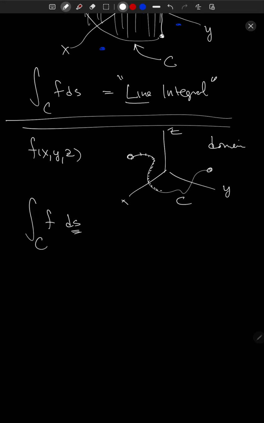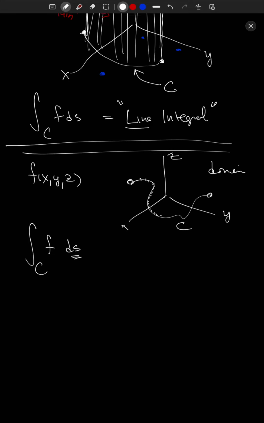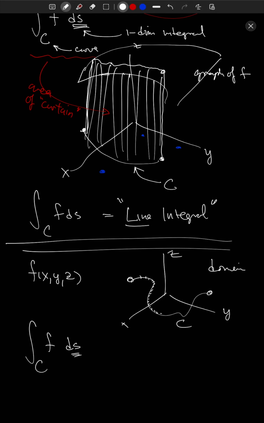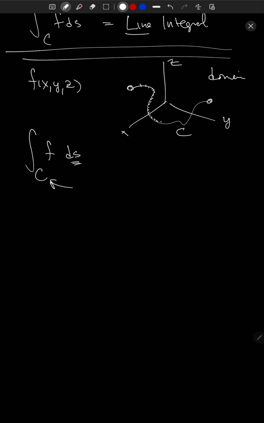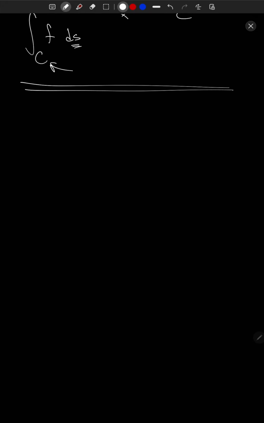In this case, we're not going to be able to draw the picture analogous to this curtain picture up here because we would need one extra dimension. But the idea is still the same. This is still a line integral, despite the fact that now we're, in a way, working in three dimensions. We're still integrating over a curve. That's the important feature here. Okay, how do we integrate this? How do we actually compute this?